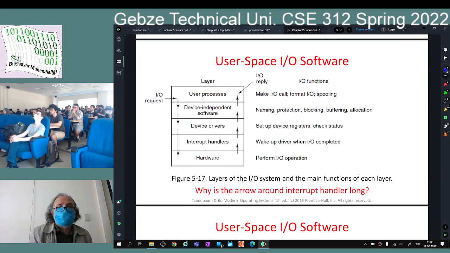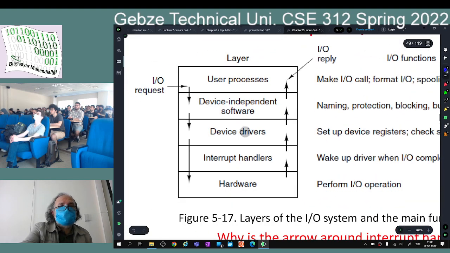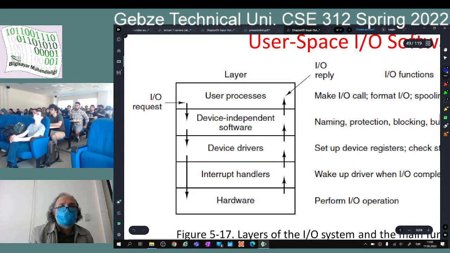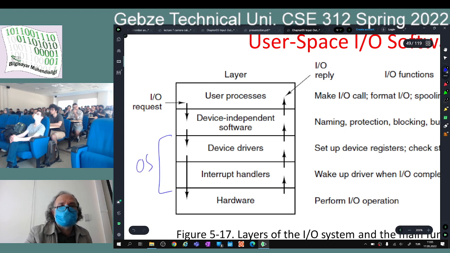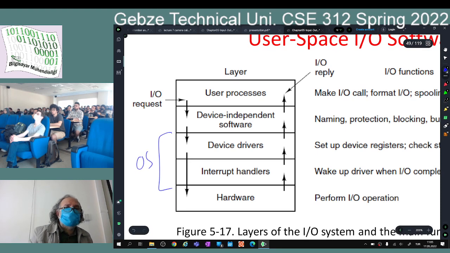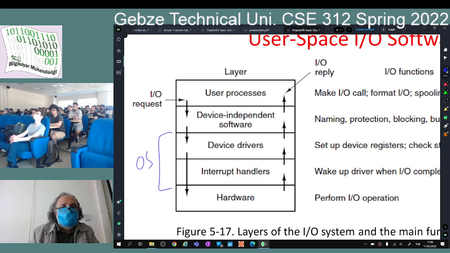You already know this picture. Hardware, interrupts, device drivers, device independent software, and these are the user processes. And usually this part is definitely within the operating system. Sometimes we keep this part outside the operating system. Remember the mechanisms versus the policy. Policy has the main algorithms in it. Mechanism is the hands of the algorithm. Of course, mechanisms have to be privileged to change the tables and etc.